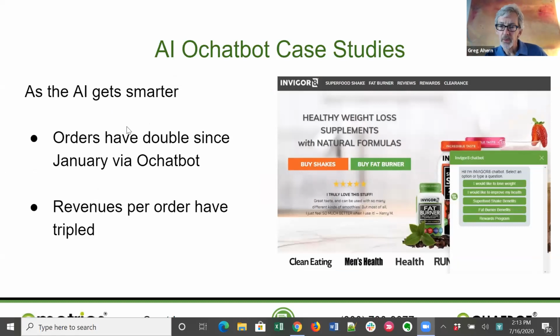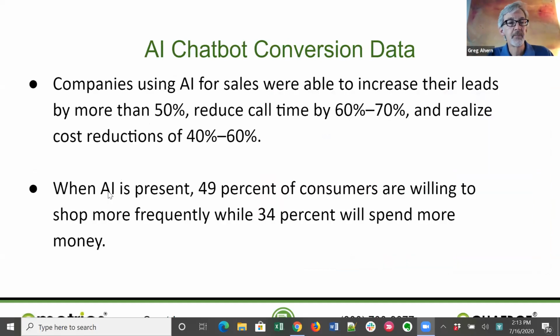In this example, orders have doubled since January, and revenues per order have tripled. So as the bot gets smarter and it can answer questions better, we fine tune exactly what the customer wants, and then it's more efficient. See all of them? Yes.